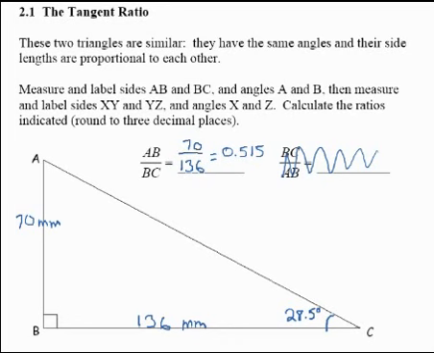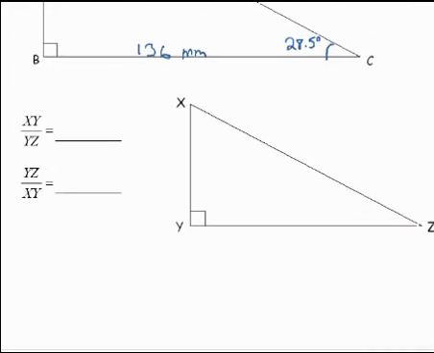Okay, let's look at the second triangle. This is a similar triangle. This is also 28.5 degrees. And the measure of XY is 51 millimeters, and YZ is 99 millimeters. And I encourage you to do the measurement on your own paper. Should be pretty close, might not be exactly the same because it went through the photocopier.